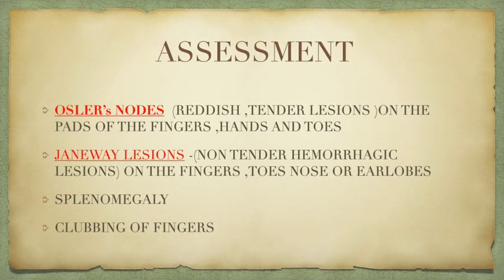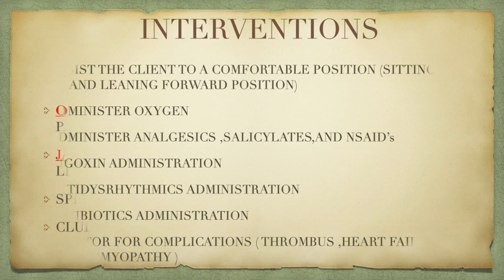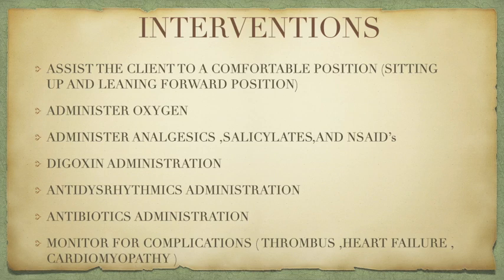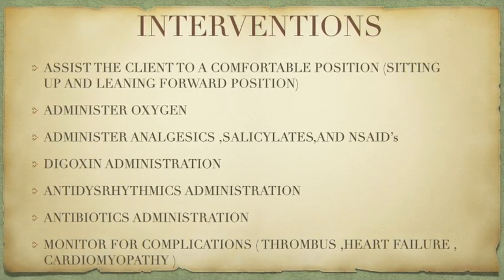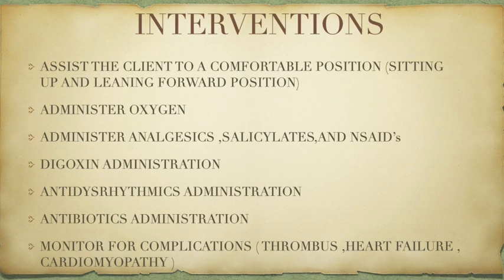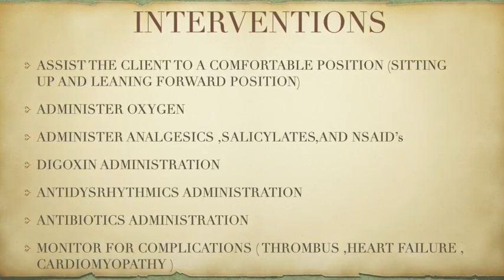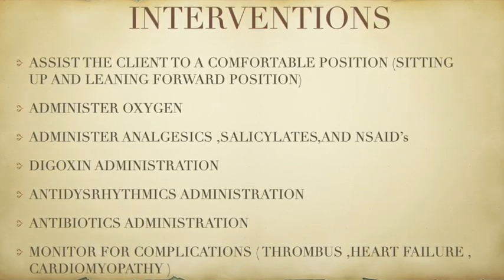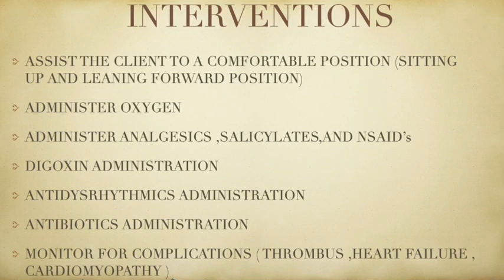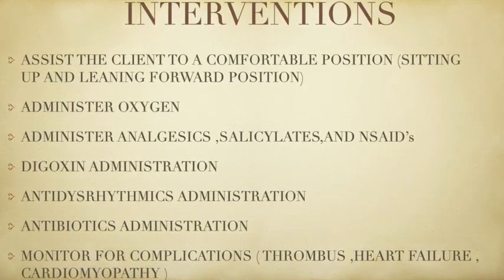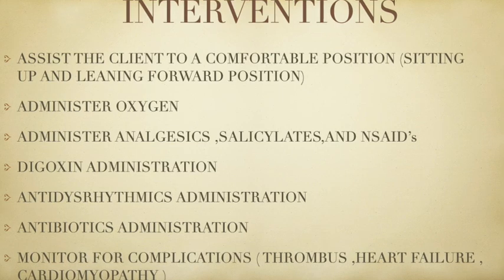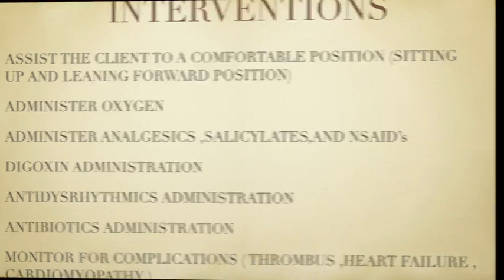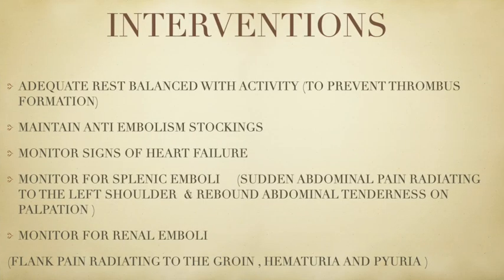So, what can we do for this? The intervention starts with positioning. Place the client in a comfortable position, in the sense of sitting up and leaning forward. If needed, administer oxygen, and administer medications, that is analgesics, salicylates, NSAIDs, digoxin, antidysrhythmics, and antibiotics, and monitor for complications such as thrombus, heart failure, and cardiomyopathy. Apart from this, adequate rest is required, balanced with activity, in order to prevent thrombus formation.